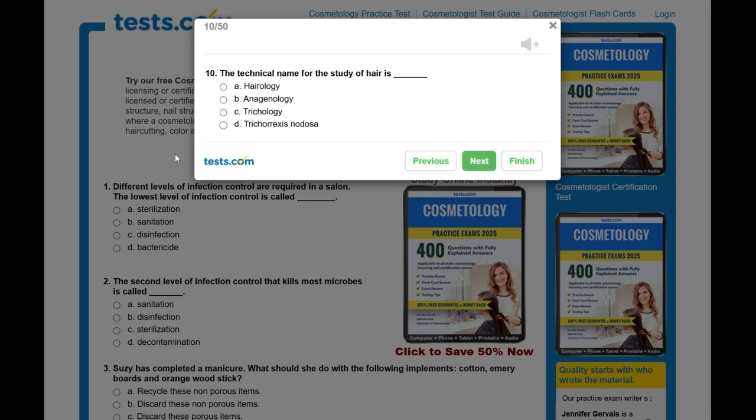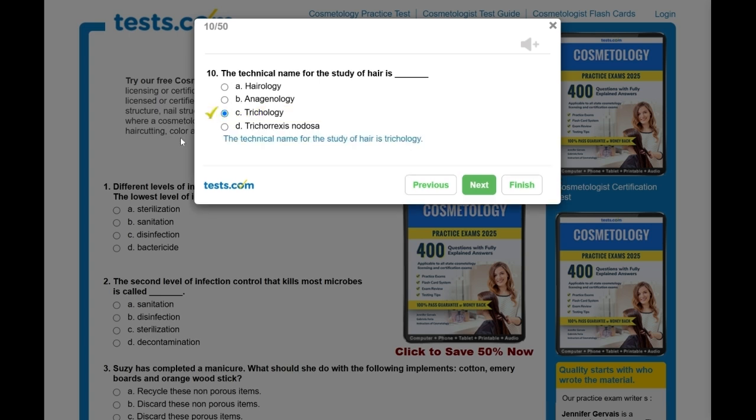Question 10. The technical name for the study of hair is A. Hairology, B. Anagenology, C. Trichology, D. Trichorexis nodosa. C. Trichology. The technical name for the study of hair is trichology.